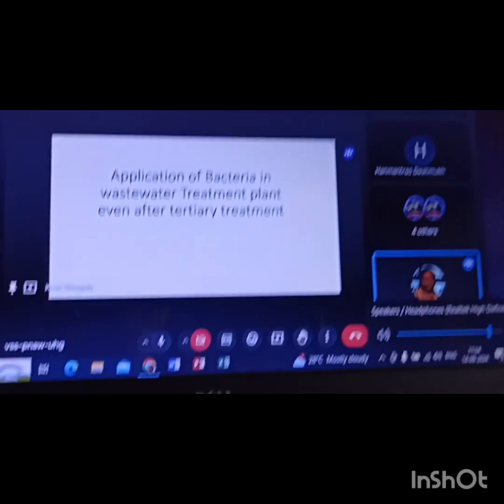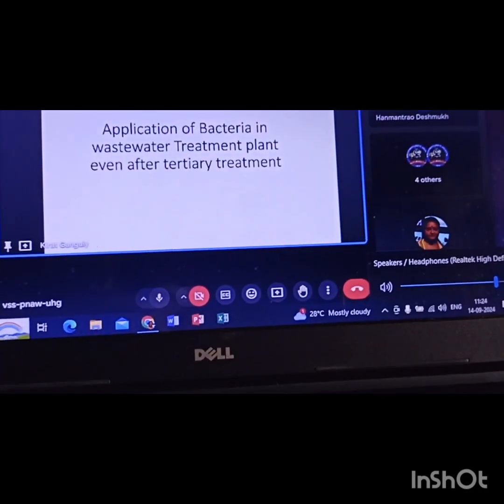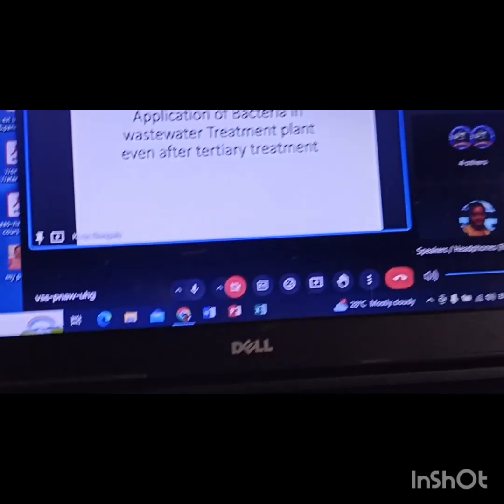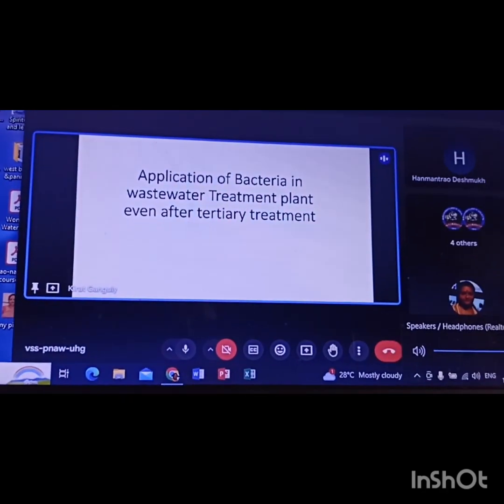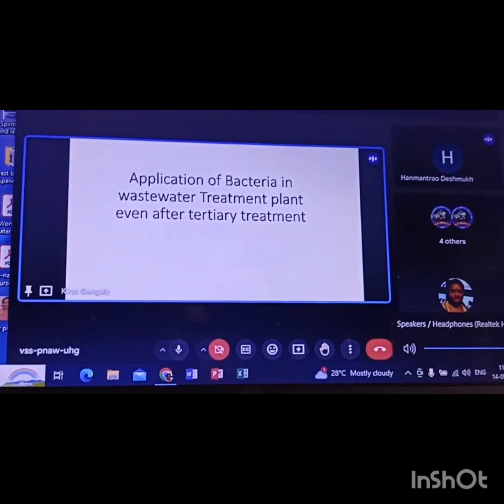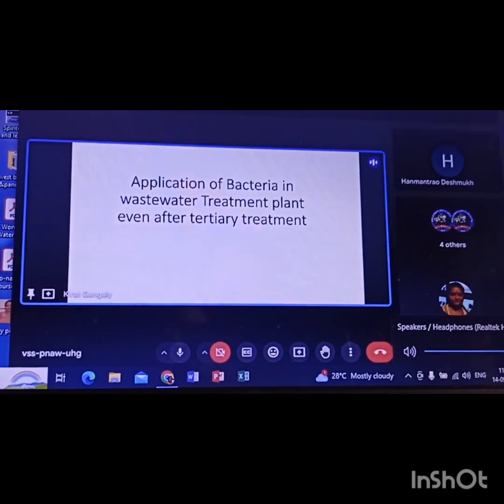But the thing is that my technological barrier was there because I work in a lab. But how to apply that in the river basin or the sewage basin, that was my constraint. So at that point, the work stopped.